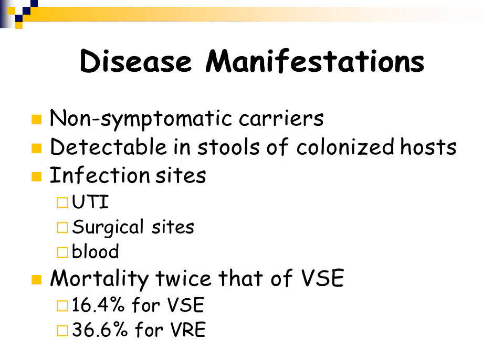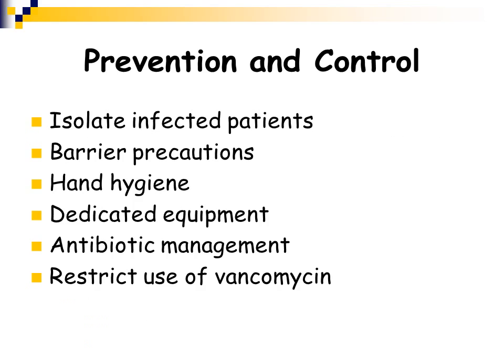And the problem with infections with VRE, although they cause the same infections, the mortality is twice that of vancomycin-susceptible Enterococcus. And that's because it's very difficult to treat a vancomycin-resistant Enterococcus infection. And also the people that get infected with VRE tend to be much more ill individuals in the first place.